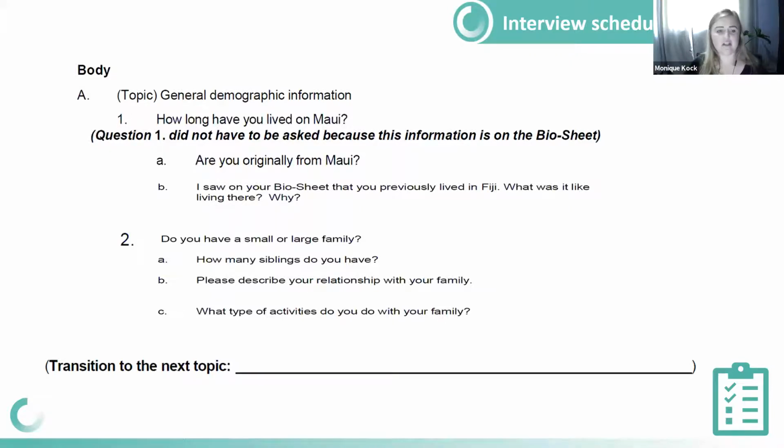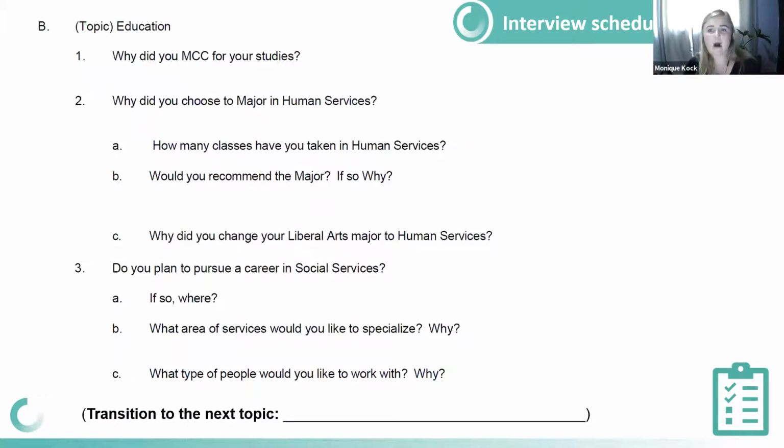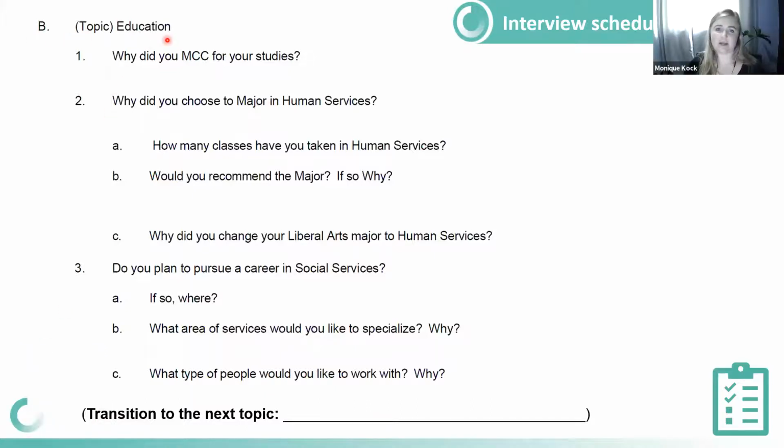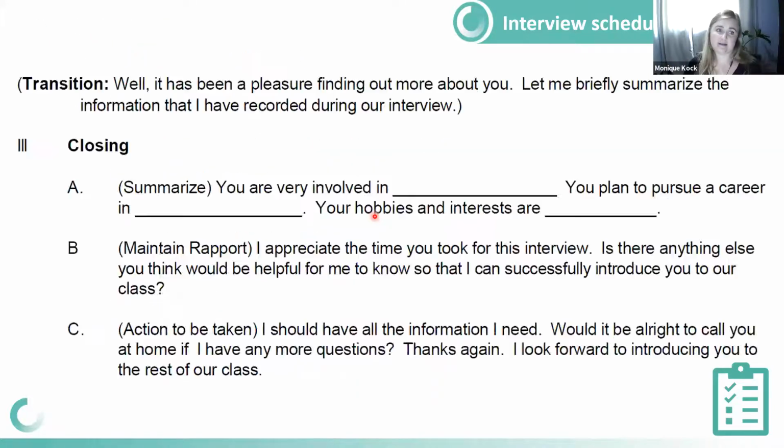The main thing that I want you to identify within the body, for example, is here at the top where it says B, topic education. It means that this is all of the questions related to the aim that you are investigating. This person is thoroughly investigating things within the education realm. Make sure that you identify all your concepts that you are going to discuss. And then only would you transition into your closing phase.